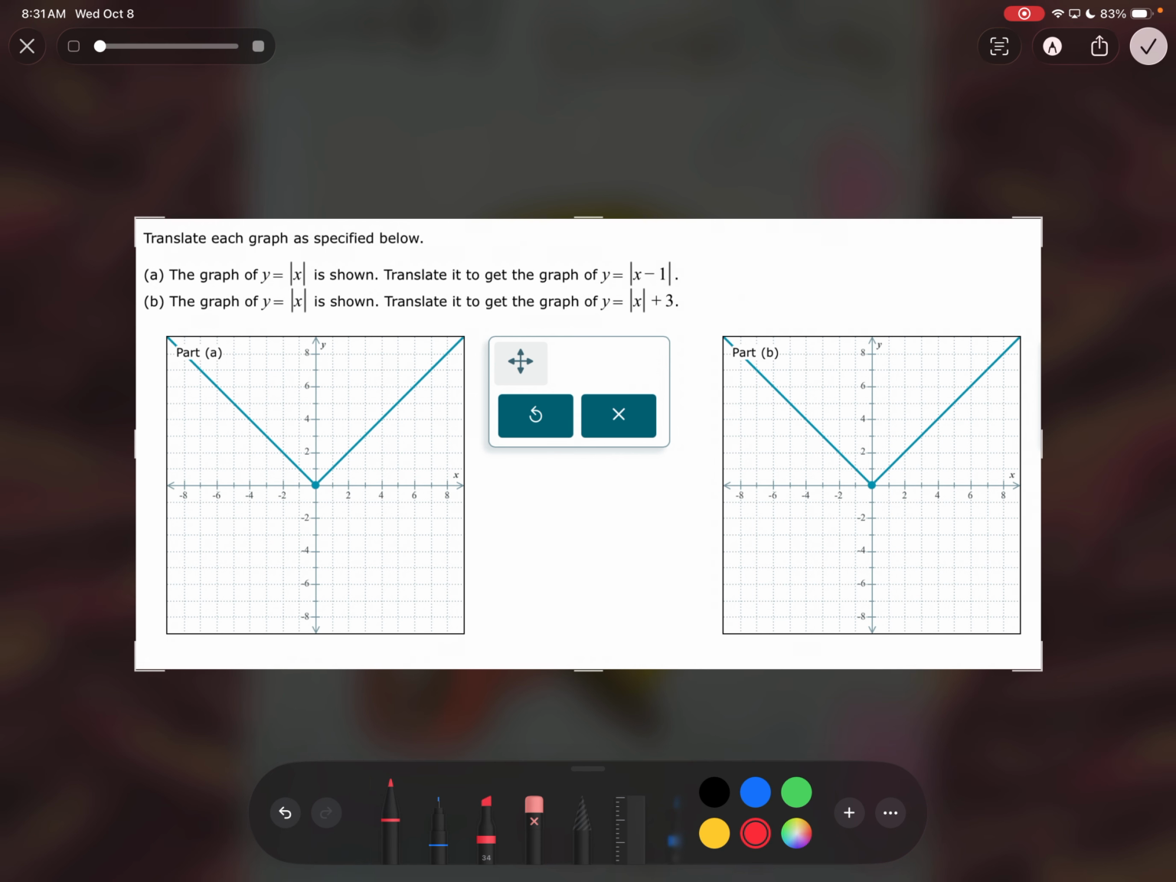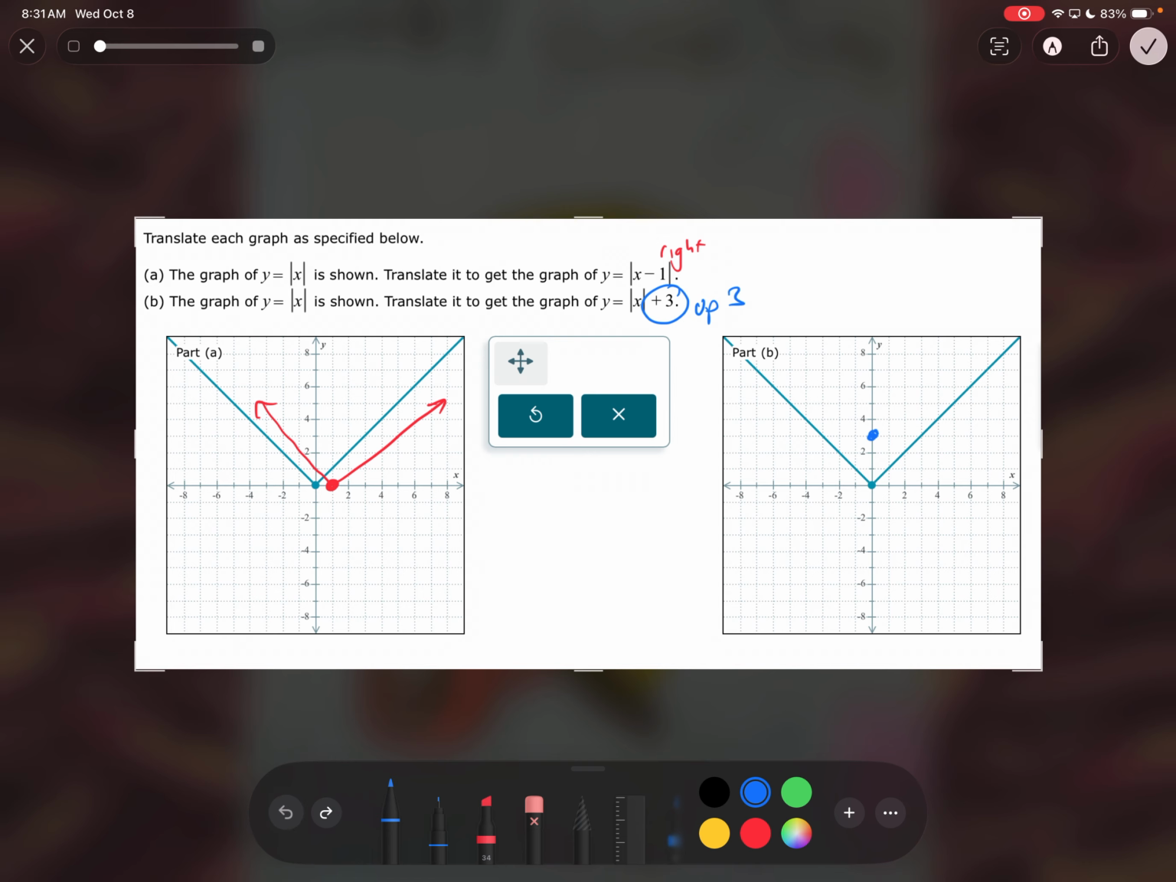But if I look at A right here, we got a -1 on the inside. So I'm going to go to the right 1. So I take this graph right here and I move it to the right 1. And I get my answer. For part B, the +3 right here is on the outside. So when you do outside, it does something vertically. It goes up 3. So I move this graph up 3.